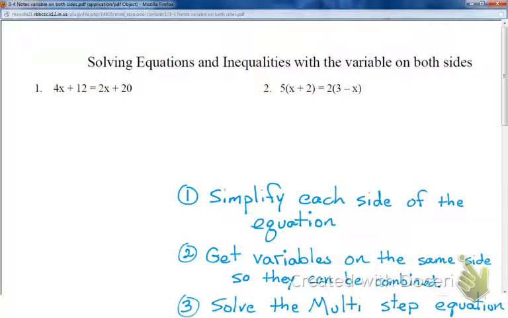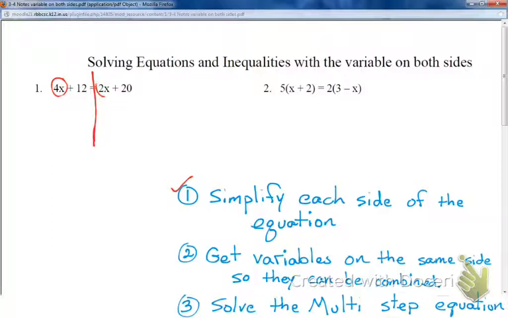So here we go. Let's look at example 1. We've already determined that step 1 is done because there is nothing that can be simplified individually on each side. So we move right on to step 2, which is get the variables together. So here is a 2x and here is a 4x. They are on opposite sides of the equation, and I want to put them on the same side.